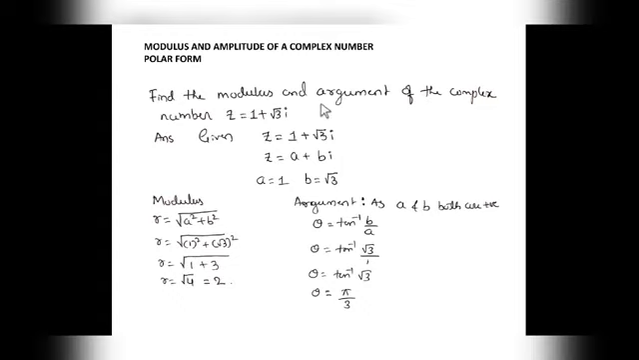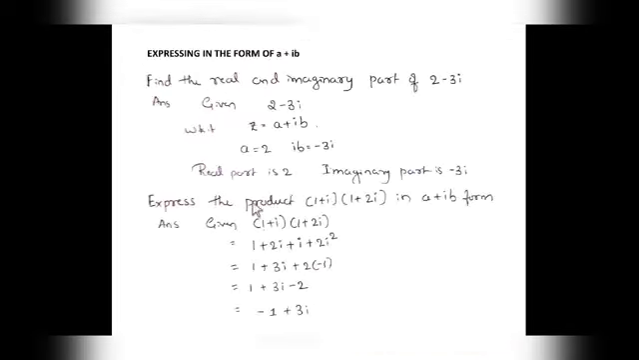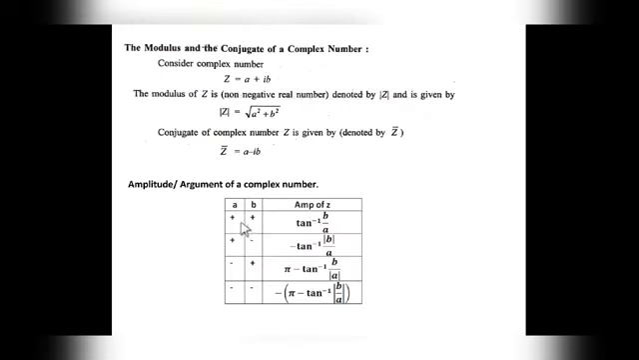Now they also asked to find out the argument. Argument: as a and b both are positive, if both are positive, then the argument will be tan inverse b divided by a. If a is positive and b is negative, then minus tan inverse mod b divided by a. If a is negative and b is positive, then it will be pi minus tan inverse b divided by mod a. If both are negative, in that case minus pi plus tan inverse mod b by a.